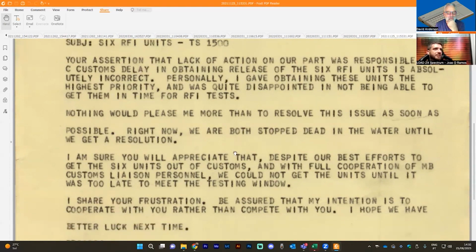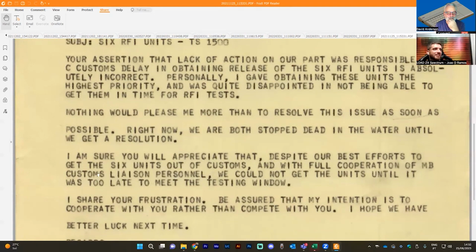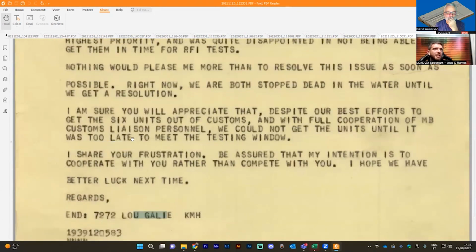We need to fix this. We could not get the units until it was too late to meet the testing window. So these units failed to go to the RFI testing. Right. And then this message to me is very important, this final part. He says, I share your frustration. Be assured that my intention is to cooperate with you rather than compete with you. I hope we have better luck next time.